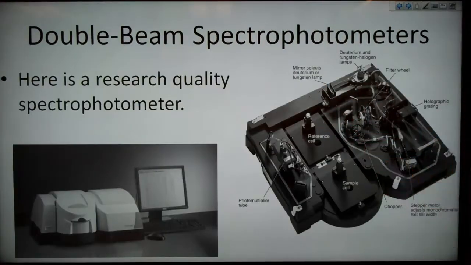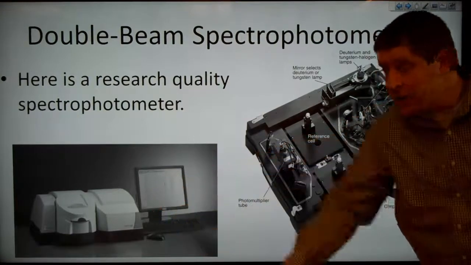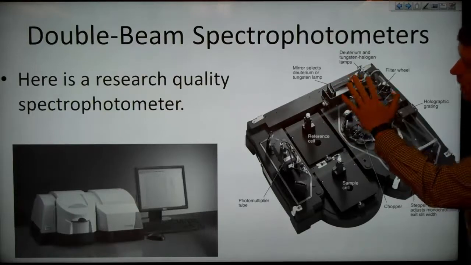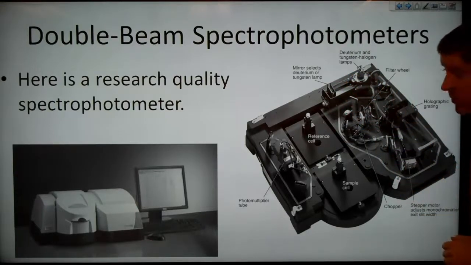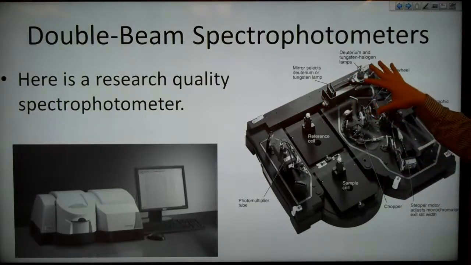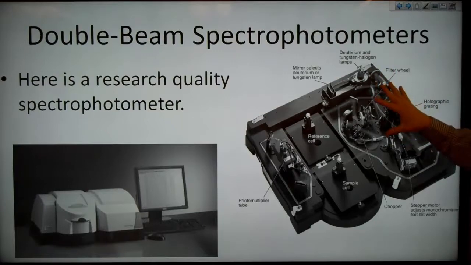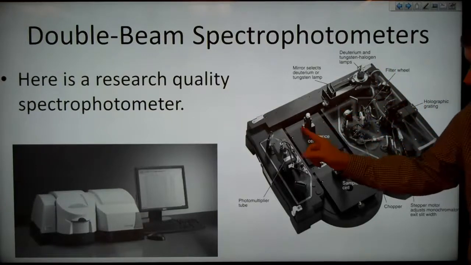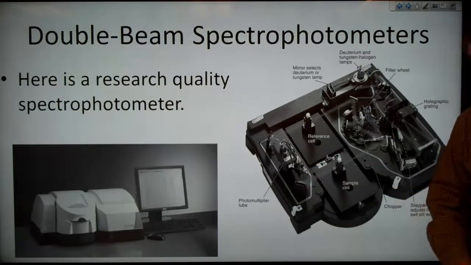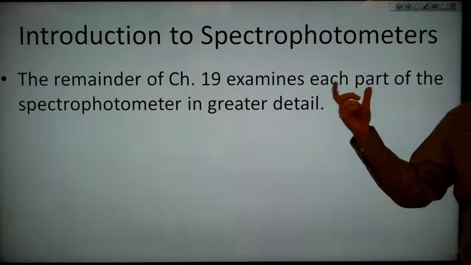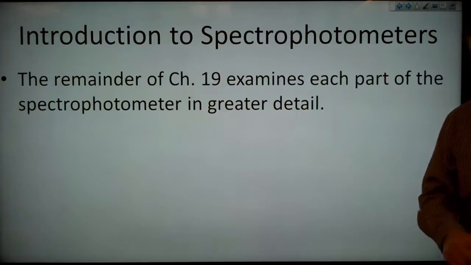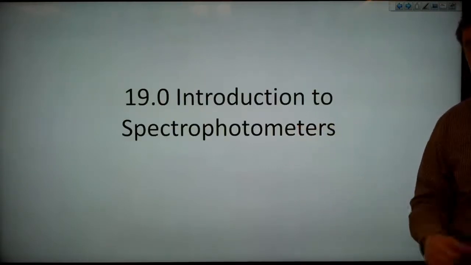And here is a research quality spectrophotometer. So this is what it looks like on the outside, and here's what it looks like on the inside. We've got our two light sources up here, a deuterium and tungsten halogen lamp. We've got our mirror that selects which light source we're going to use. That light then passes through the monochromator here, goes to a beam chopper. The light then either goes through our reference cell or through the sample cell, and then it goes to our photomultiplier tube. So the rest of Chapter 19 examines each part of our spectrophotometer in greater detail. And that was Introduction to Spectrophotometers.